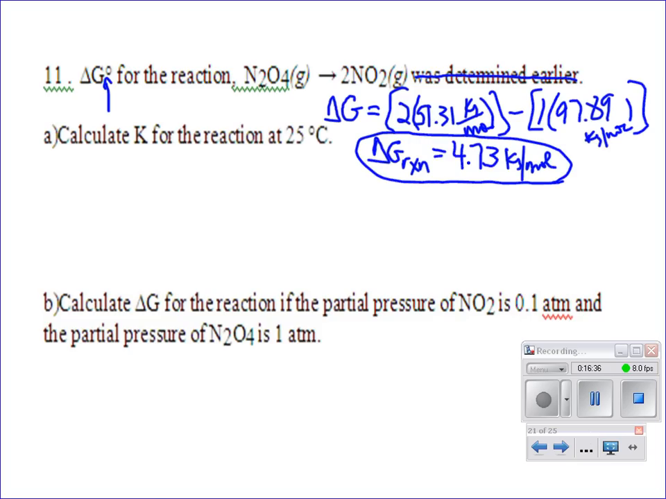Sound good? All right, now it says calculate the K. If we're looking for K, we're at equilibrium. What equation are we going to use? Delta G equals negative RT ln K. Don't always say negative RT ln K, though. I don't want you to forget that negative.